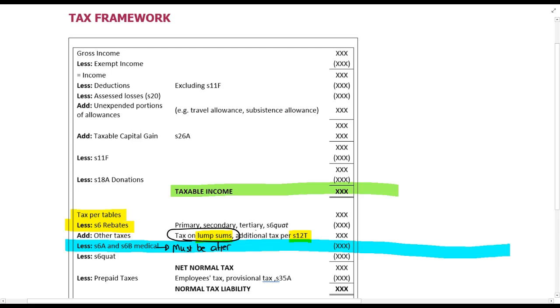So I'm going to say it must be after retirement and withdrawal benefits. This is obviously a section you study on your own, so if you've not yet done it, it will be clear once you've done that. But please understand where you put it. It's after your other taxes. So it goes tax per tables, section 6 rebates, other taxes, section 6A and section 6B. If you mess this up, guys, you'll get negative marks.